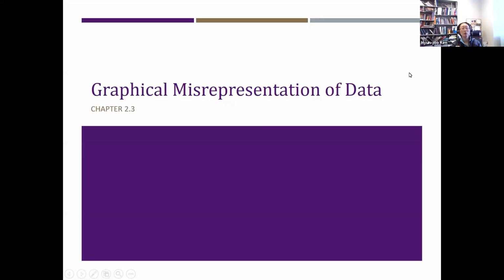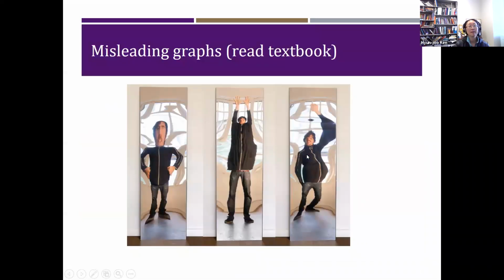Okay, 2.3, we'll talk about graphical misrepresentation of data. If somebody makes a graph, can we tell whether this graph is intentionally misleading or not, or giving proper, fair information? And also when you draw a graph on your own, you need to be careful about these things as well. So we're going to talk about those.